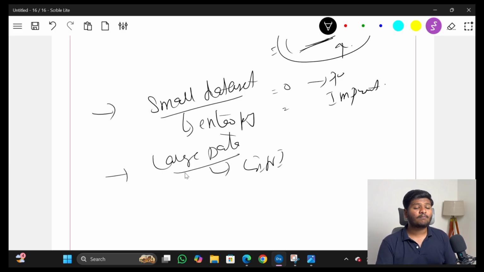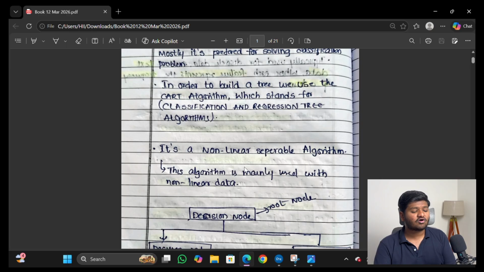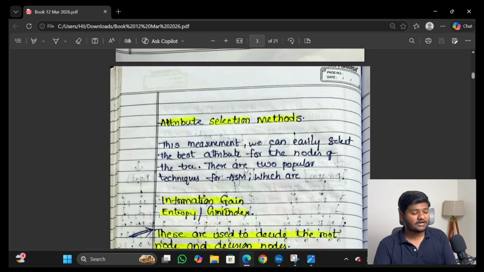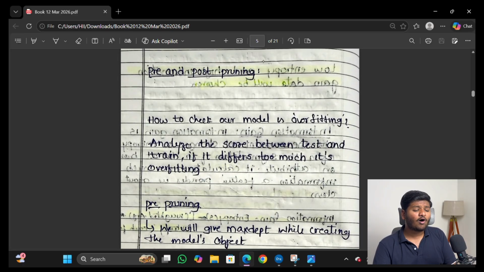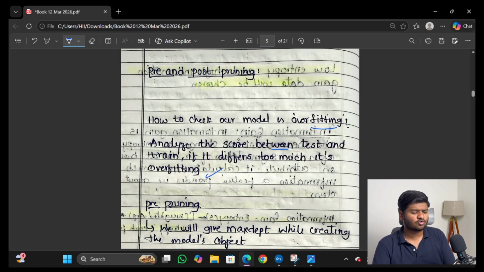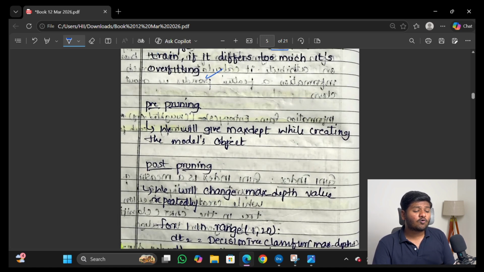Guys, this is all about decision tree, and we have something called post pruning and pre pruning. Let's quickly go ahead and see what pruning is, and how to check whether our model is overfitting. For reducing the overfitting, these things will come. Analyze the score between test and train. If it differs too much, it's overfitting. Pre-pruning, we will give max depth while creating the model's object.